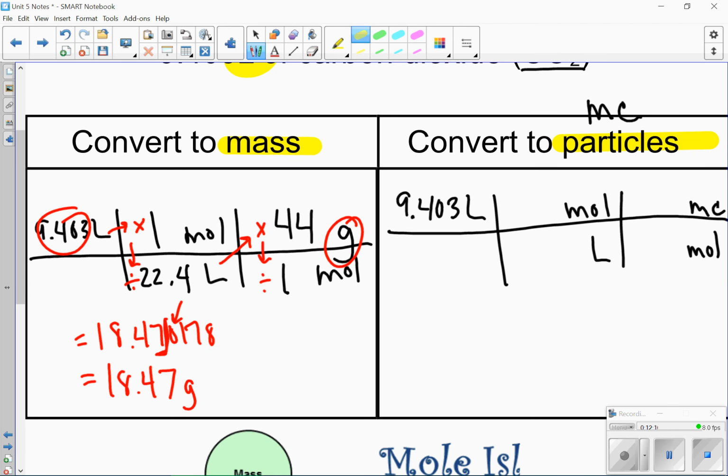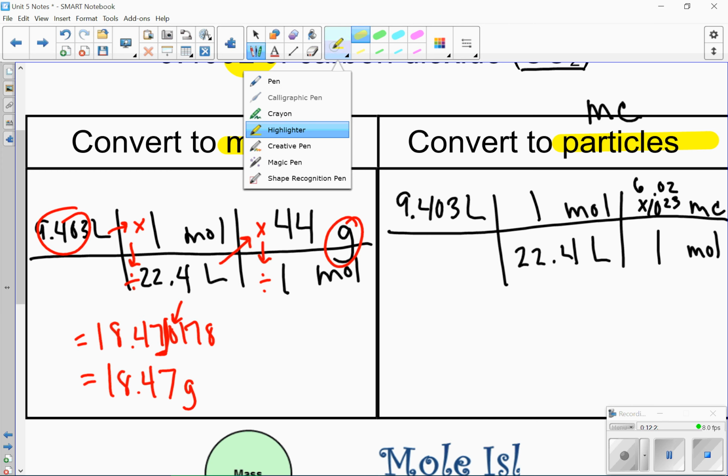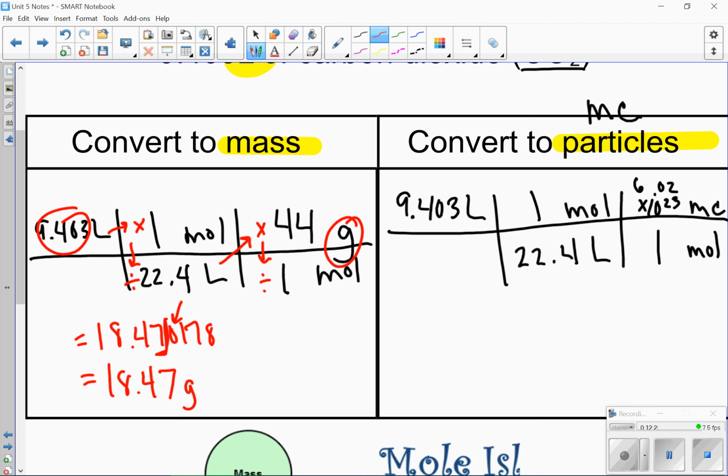Now this makes it easy for you to put in your numbers. 1 with the mole. Liters needs 22.4. And molecules, the magic number is Avogadro's number, 6.02 times 10 to the 23rd. So now let's take a minute, put this in your calculator. So you're going to do 9.403 times the 1 divided by 22.4 times Avogadro's number, make sure you use the E, and divided by 1. So go ahead and put that in now.